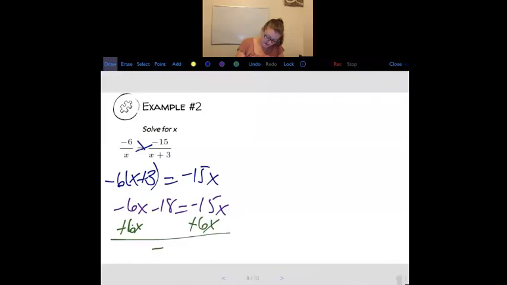So this becomes negative 18 is equal to negative 9x. Divide both sides by negative 9. And we come up with x is equal to 2.